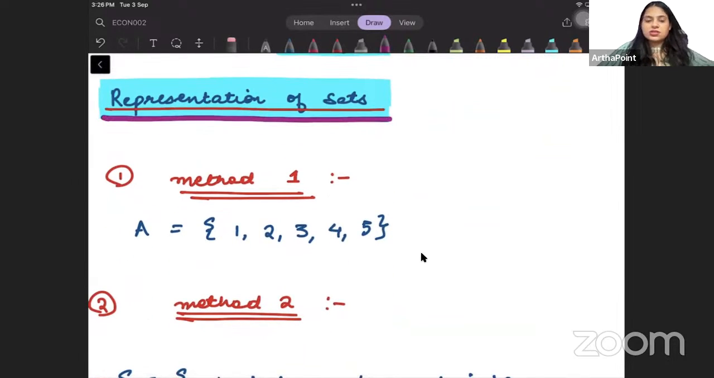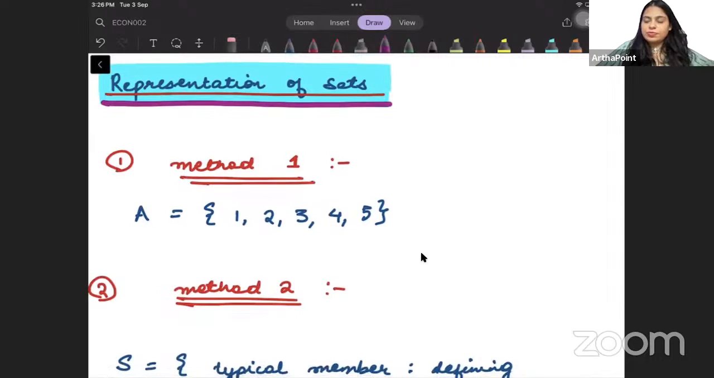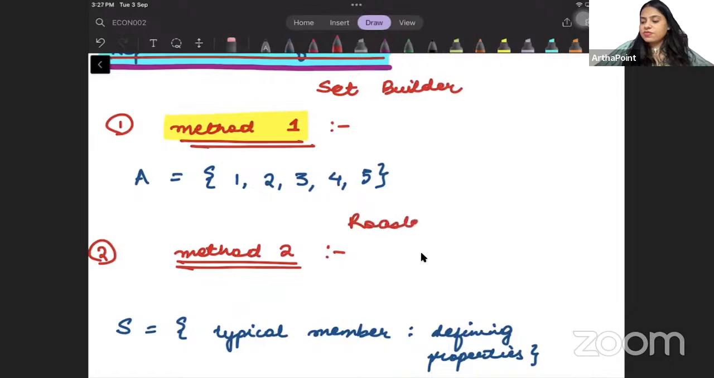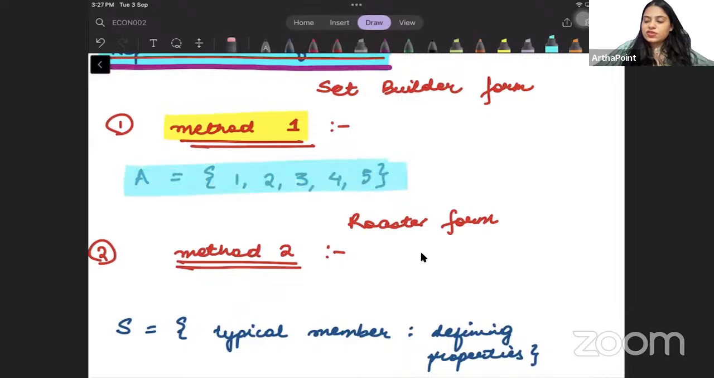Representation of sets. There are many methods to represent a set. So the first method, beta, अगर आपने class 12th में देखा हो, we call this set builder form and roster form. तो पहला तरीका क्या है? In which we just write down the elements of the set, like 1, 2, 3, 4, 5. This is method 1 of representing a set.